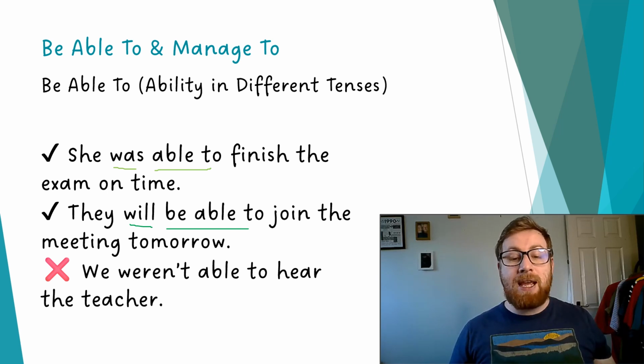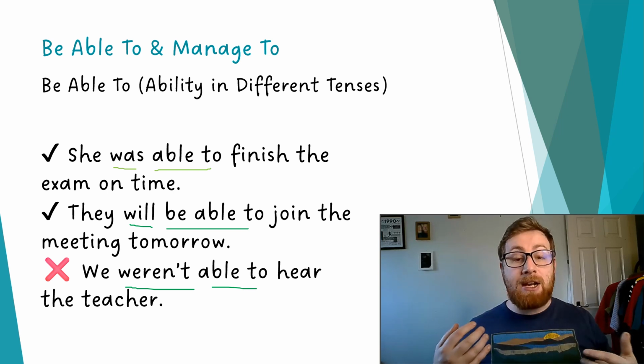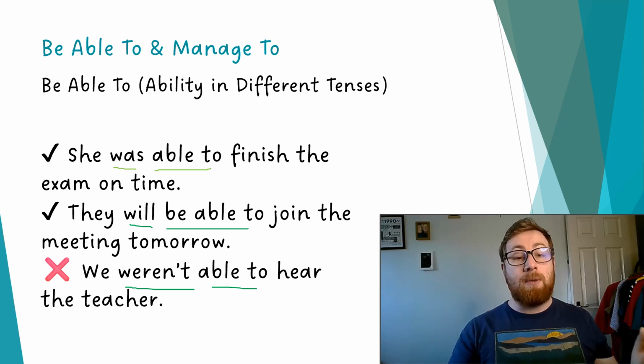And we also have the negative. We weren't able. So were not or weren't able to. So once again, this is using the verb to be and adjusting it to the situation, whether we want to talk about the future or the present or the past.